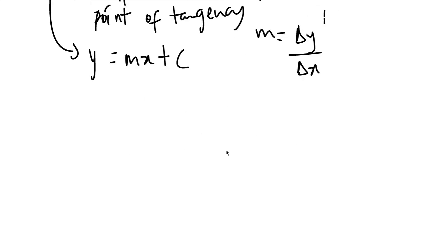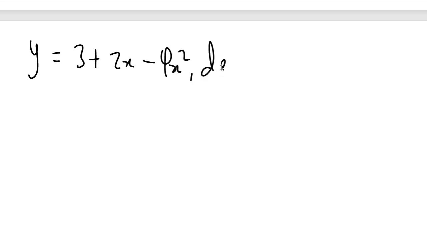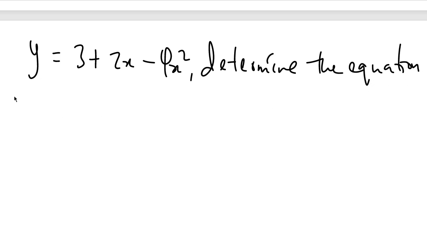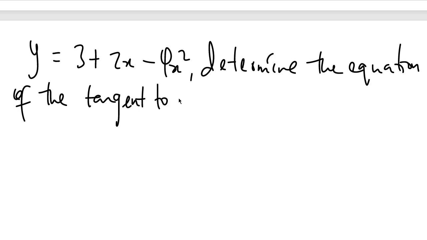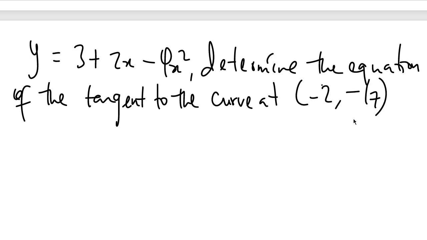Right, so let's say we are given this question now, and the question says, given the curve y equals 3 plus 2x minus 4x squared, determine the equation of the tangent to the curve at (-2, -17). So this is basically a point that lies on the curve.